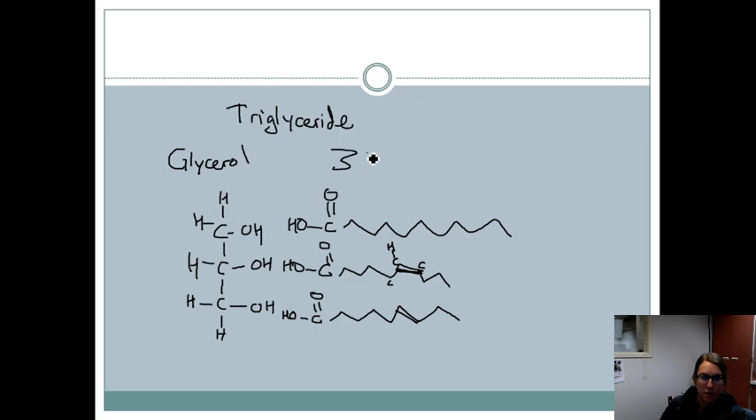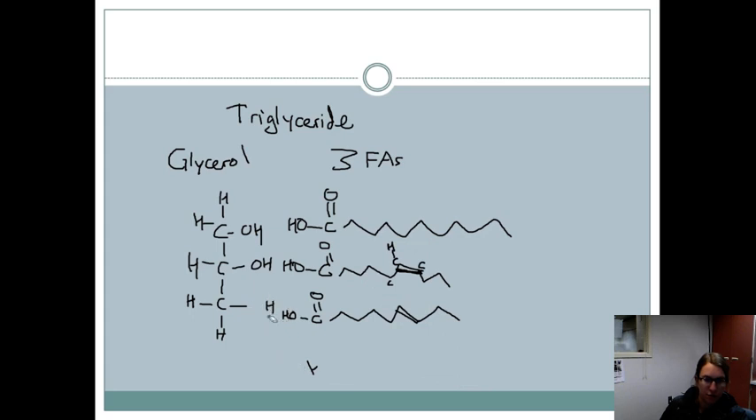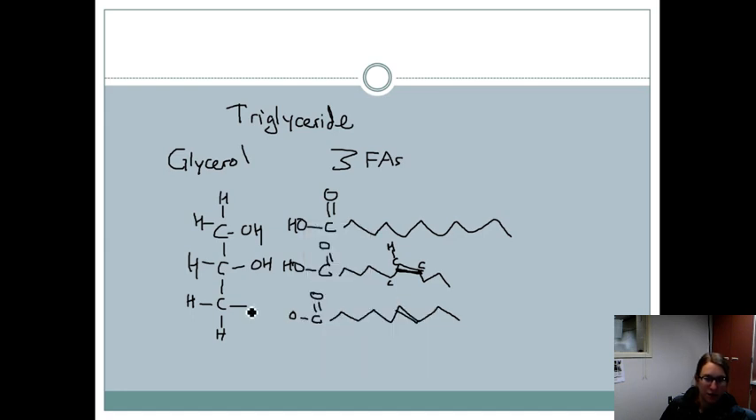triglyceride, which is a glycerol plus 3 fatty acids. So FAs are fatty acids. And they're going to be connected through dehydration reactions, which remember means we got to find 2 H's and an O, connect them together to make water, and the water goes away, and let's erase. So we got rid of the 2 H's and an O, and now there's an O left in the middle there. That connects. So dehydration, we take away water. Synthesis, we connect them.